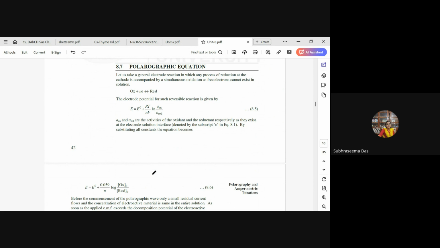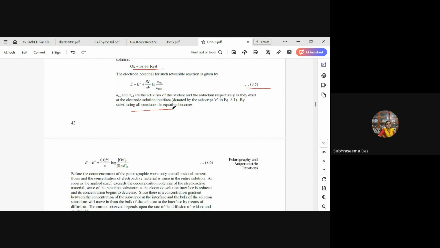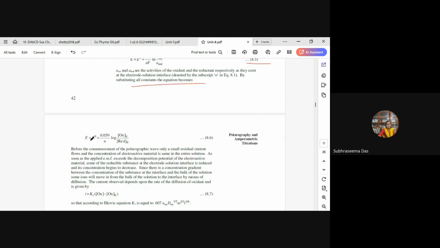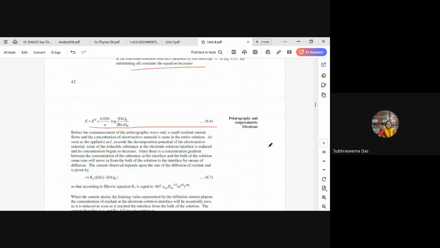Now coming to the polarographic equation. Let us first consider a general electrode reaction. Here the oxidant gains n number of electrons and becomes reduced. The electrode potential for such a reversible reaction can be given in equation 8.5, where A represents the activities of the oxidant and reductant. Now substituting all the constants, equation 8.5 becomes 8.6.